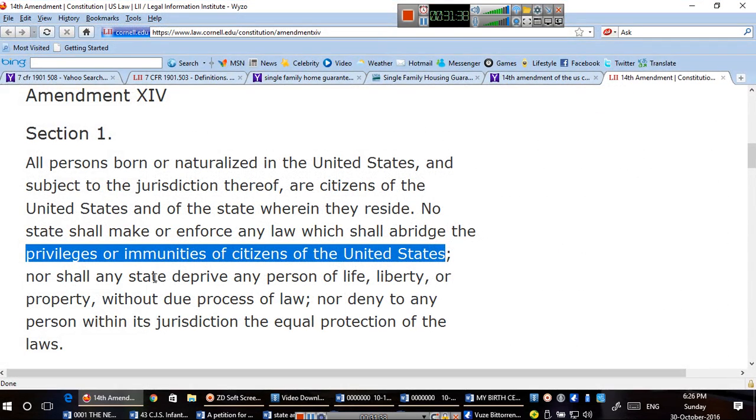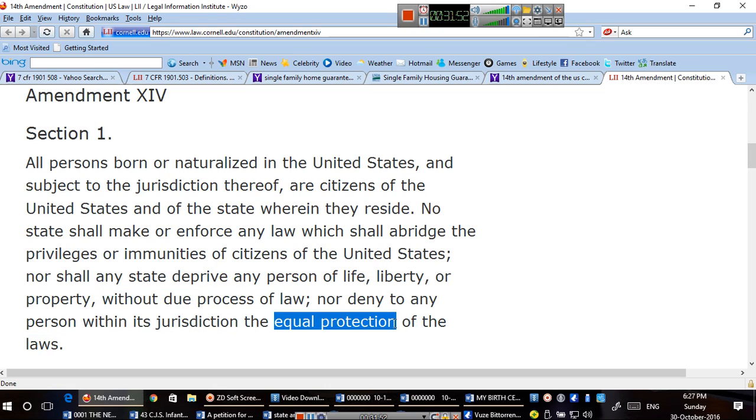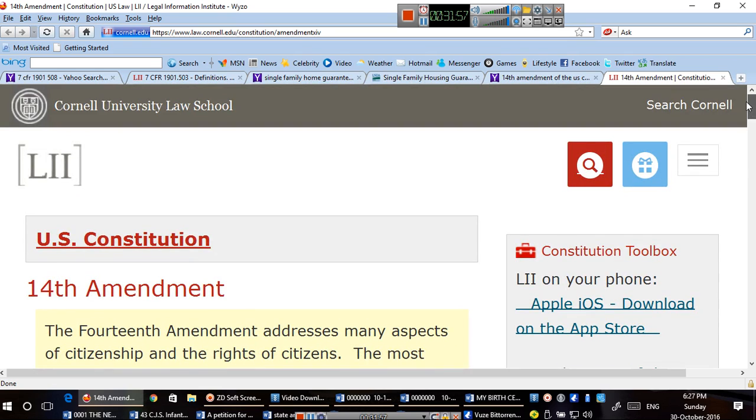It says, "And no state shall deprive a person of life, liberty, or property without due process of law or equal protection of law." Ladies and gentlemen, some people are claiming that the due process clause and the equal protection clause come from the 14th Amendment. Do you agree? Talk to me. Do you agree that they come from the 14th Amendment?